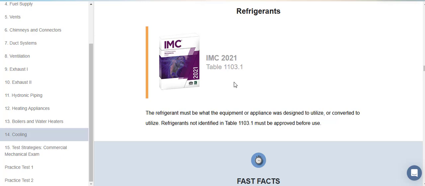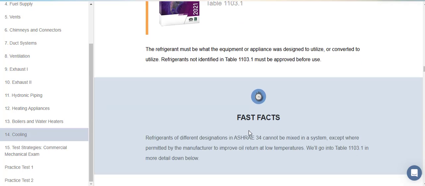Refrigerants, International Mechanical Code 2021, Table 1103.1. The refrigerant must be what the equipment or appliance was designed to utilize or converted to utilize. Refrigerants not identified in Table 1103.1 must be approved before use.